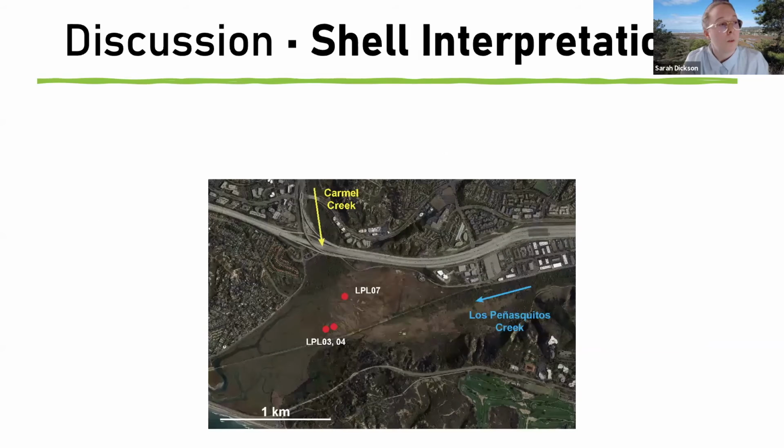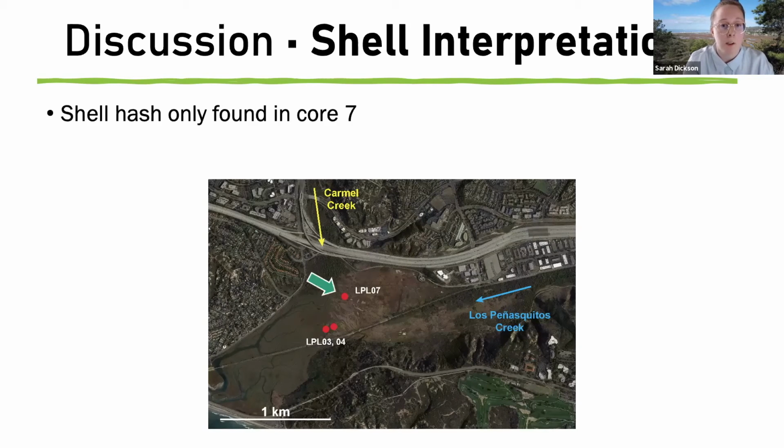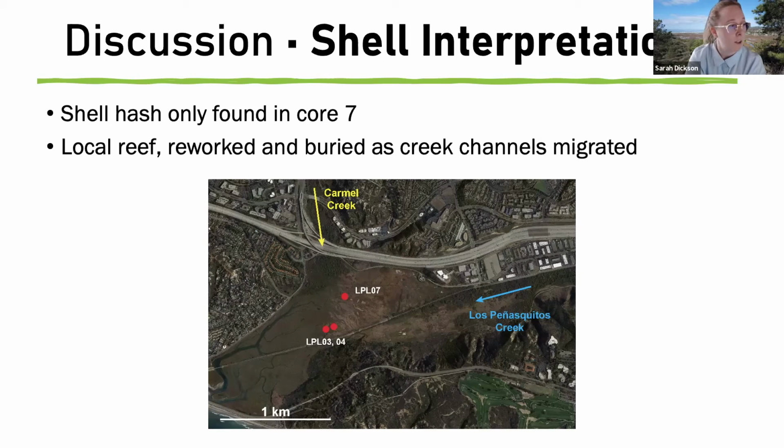So lastly, we look at the spatial geometry of the shell deposit within the lagoon. The shell hash layer was found only in core 7, though we did find one shell in core 4. This limits our ability to establish a greater scope for the shell assemblage, but we do think it's notable that the shell hash layer is not present near the mouth of the estuary. We believe that this further supports the interpretation that the shell deposit was reworked locally as the creek channels prograded out into the estuary during the early formation of the delta.